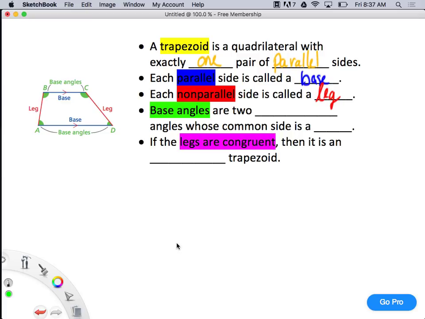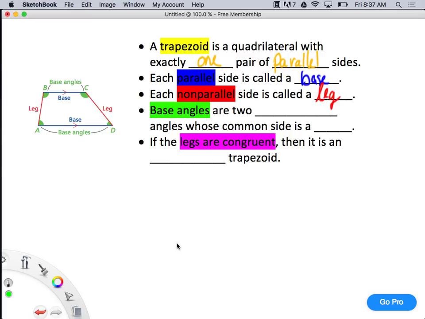I think in the beginning of this lesson, I said we were going to keep studying parallelograms, and that kind of confused you. We're studying quadrilaterals in chapter 6. What's a quadrilateral? A quadrilateral has how many sides? Four sides. That's right. Okay, so look, how many pairs of parallel sides does a parallelogram have? One.